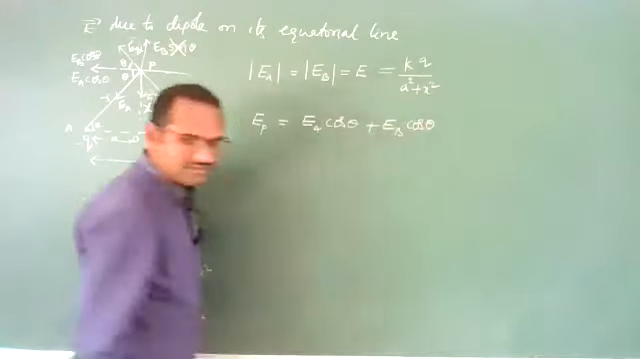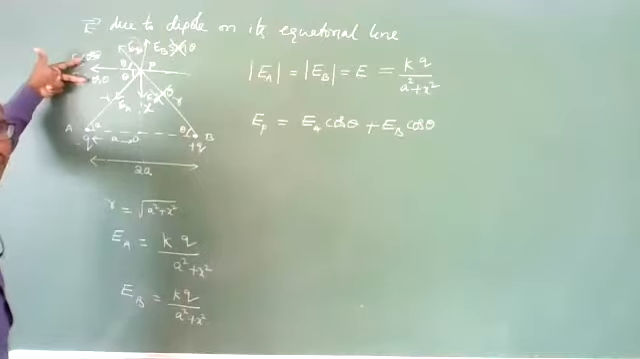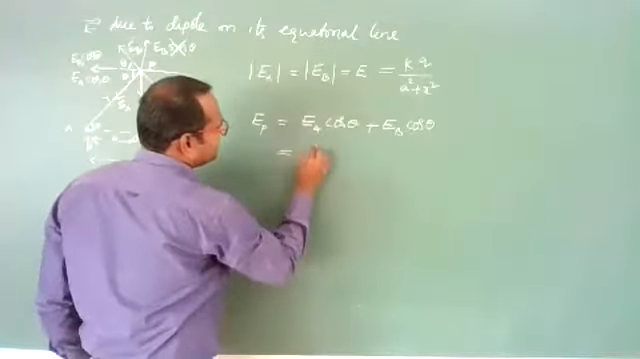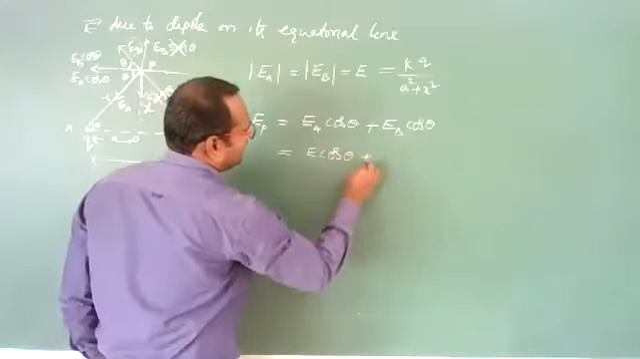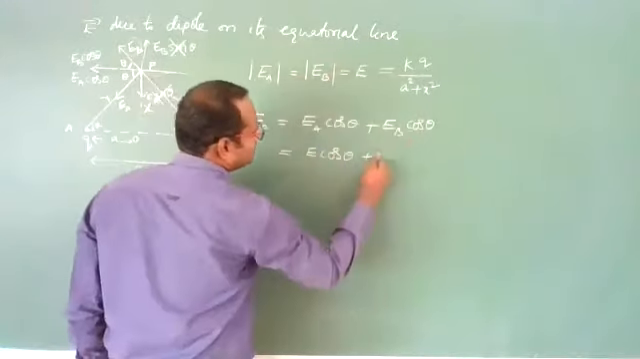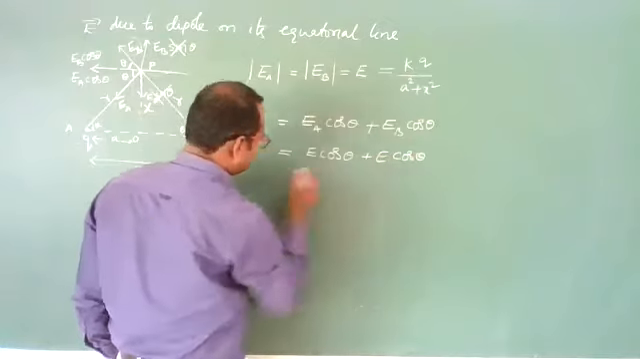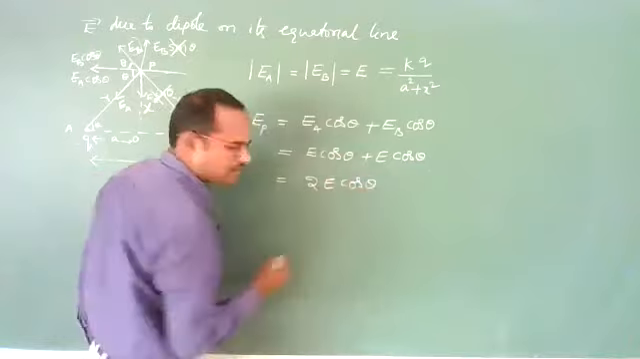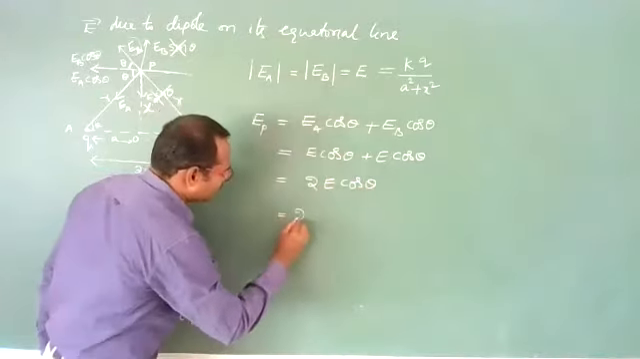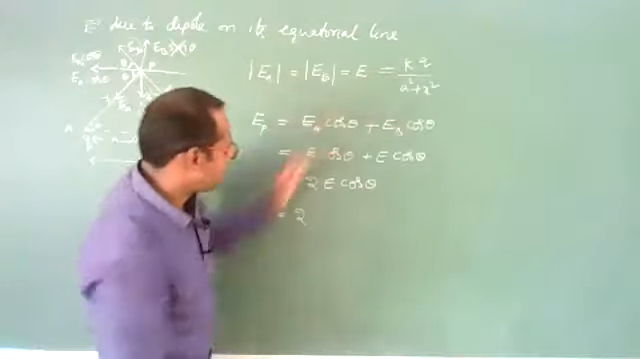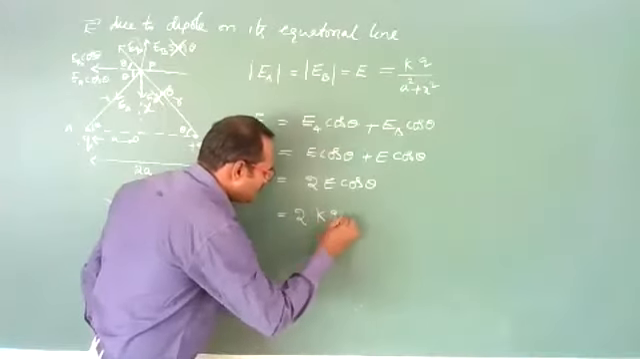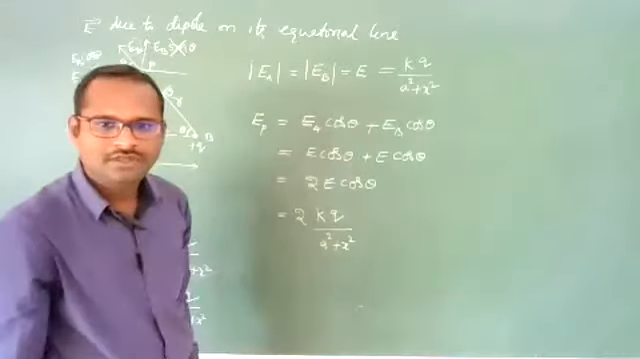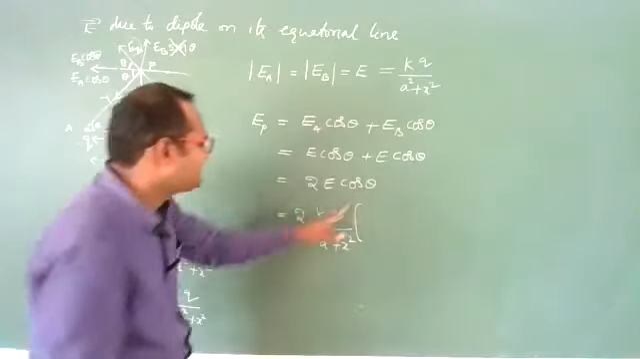Are you getting, students? Yes, this and this we should add. So the electric field due to charge at A is E cos theta, and the electric field due to charge at B is also E cos theta. So this can be written as 2 times E cos theta. Clear, students? So what is E? E value I am writing now: KQ divided by a square plus x square, into cos theta.